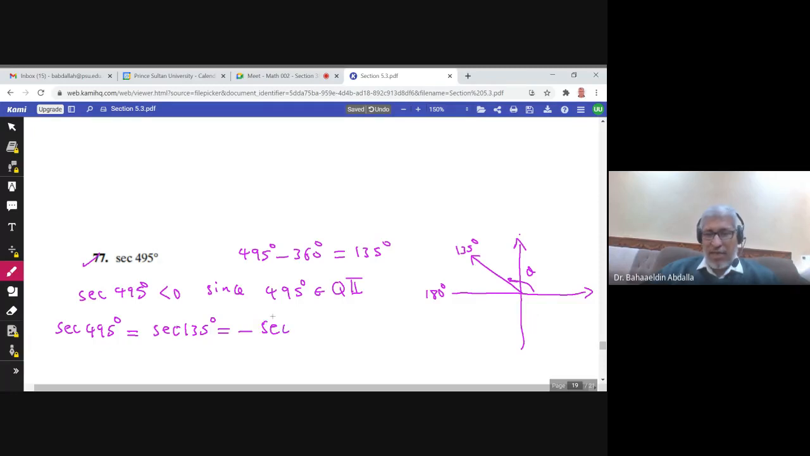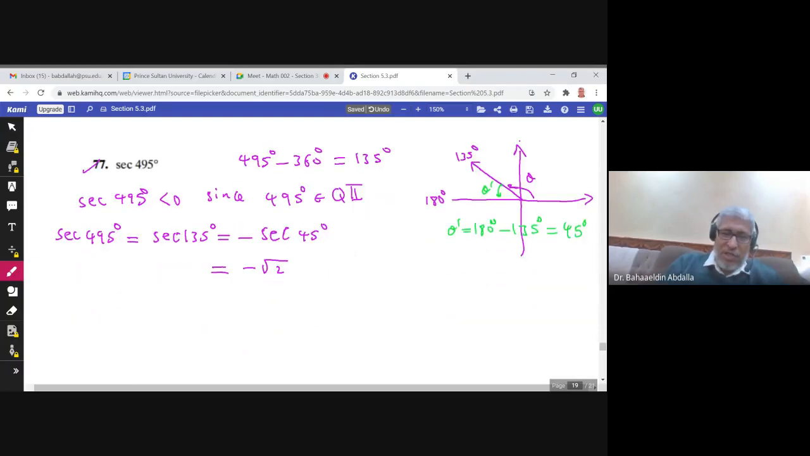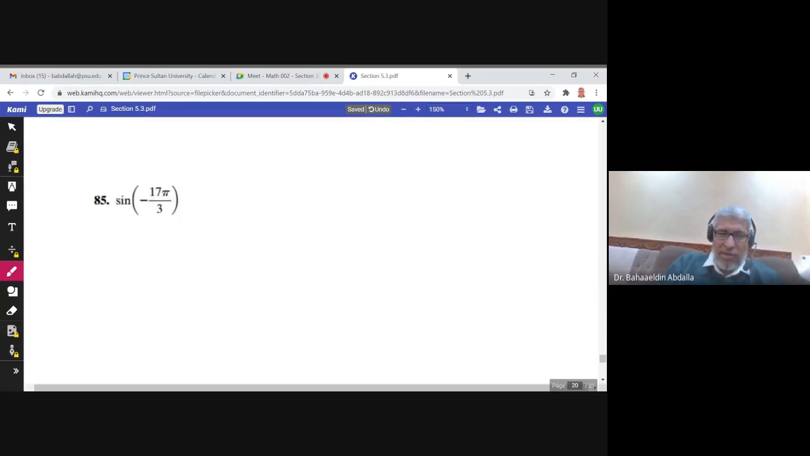Secant of the reference angle, which is the reference angle, of course, here. What is the reference angle? Theta prime is 180 minus 135. So the reference angle is 45. So secant 45. And 45 again from the triangle, cosine, it is negative square root of 2. That's the answer. And you can check your answer by calculator.